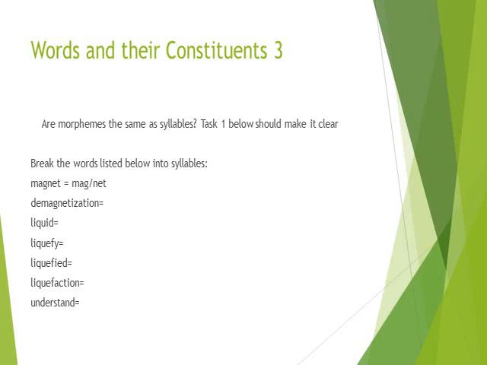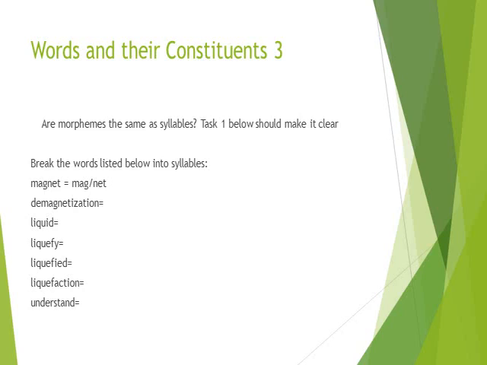Now let me give you a tip that will help you make a distinction between both. The word morpheme starts with the letter M, so you can easily connect that with meaning. And the word syllable starts with the letter S, and of course you can easily connect that with the word sound. So a morpheme is the smallest unit of meaning, whereas a syllable is the smallest unit of sound.